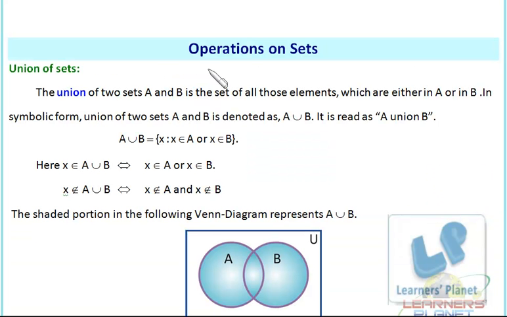Now we discuss operations on sets. See, the chapter is really easy. You just have to concentrate over here. Just try to understand the things. It's not at all that difficult.